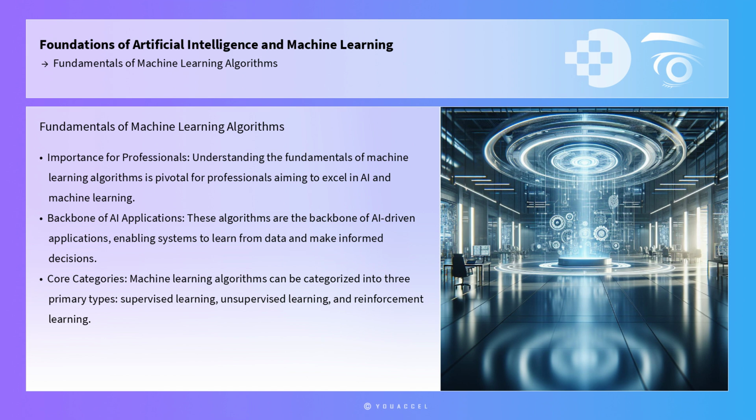Understanding the fundamentals of machine learning algorithms is pivotal for professionals aiming to excel in the field of artificial intelligence and machine learning. These algorithms are the backbone of AI-driven applications, enabling systems to learn from data and make informed decisions. At the core, machine learning algorithms can be categorized into three primary types: supervised learning, unsupervised learning, and reinforcement learning. Each category serves distinct purposes and utilizes different techniques to solve real-world problems.